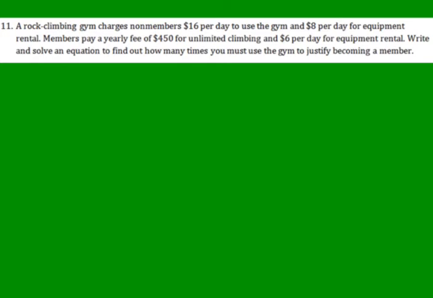A rock climbing gym charges non-members $16 per day to use the gym and $8 per day for equipment rental. So I always like to note out numbers for myself. Okay, members pay a yearly fee of $450. So instead of paying $16 a day to get in, they're going to pay $450 for the entire year. And then $6 per day for equipment rental. So now what we need to do is figure out at what point a non-member is going to be equal to a member.